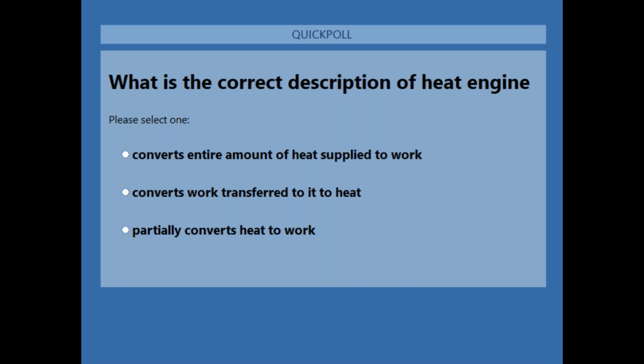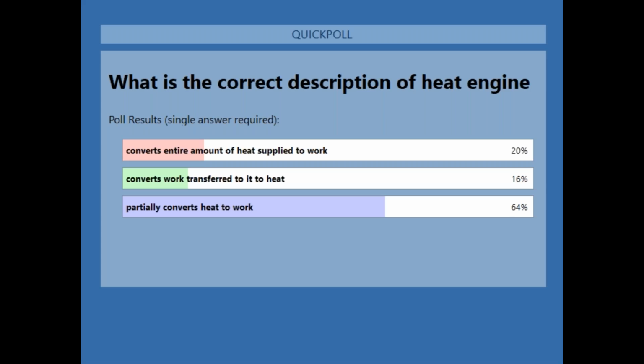So let me close the poll and show you the responses. You see that 20% are saying that the heat engine converts the entire amount of heat supplied to work. 16% are saying that it converts the work transferred to the heat engine to heat, and about 64% are saying that there is a partial conversion, not the total conversion, of heat to work. So obviously the third answer is correct: a heat engine partially converts heat to work.